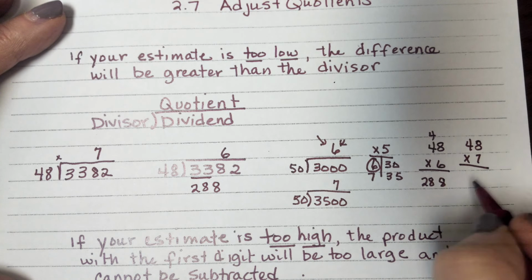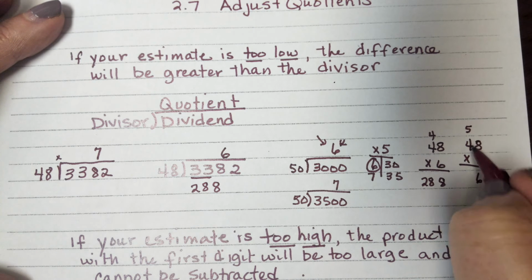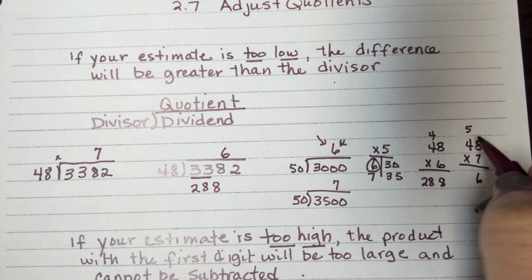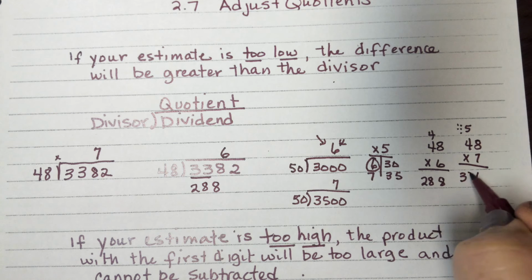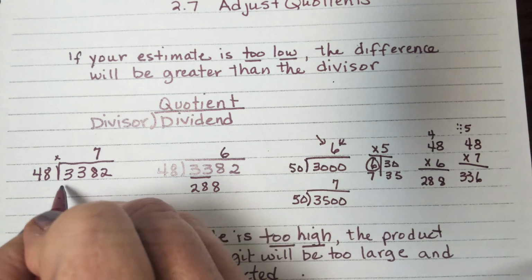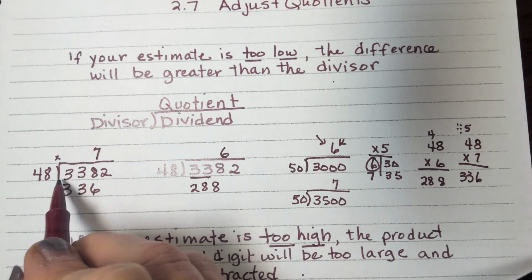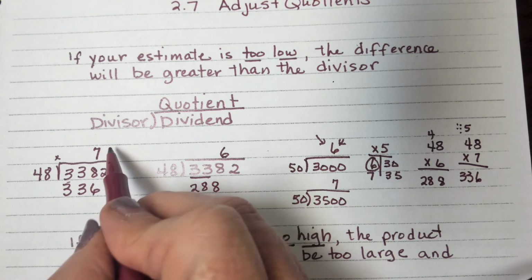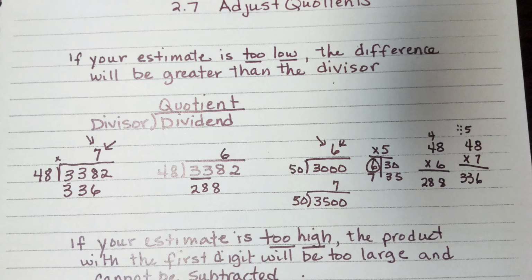So 7 times 8 is 56. Put down my 6, carry my 5. That 7 times 4 is 28, and 28 plus 5, 28, 29, 30, 31, 32, 33. Wow. 336 is a whole lot closer to my first 3 digits than 6 was. So I know my first digit that I start with is going to be a 7.